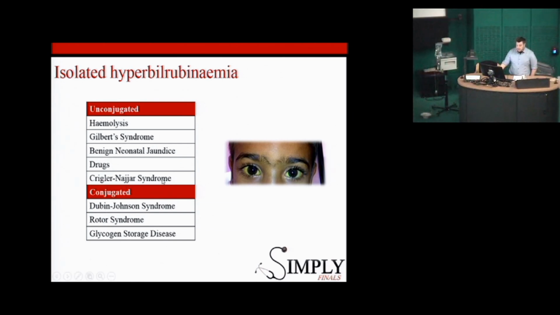Crigler-Najjar is basically an absence of glucuronyltransferase. You just can't conjugate any bilirubin, so it builds up. And Dubin-Johnson and Rotor syndromes are problems with excretion of bilirubin out of the cell. So it gets conjugated, but it can't leave the hepatocytes to be excreted, so it builds up in the blood, and you get a conjugated hyperbilirubinaemia.